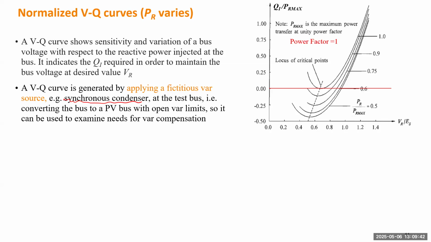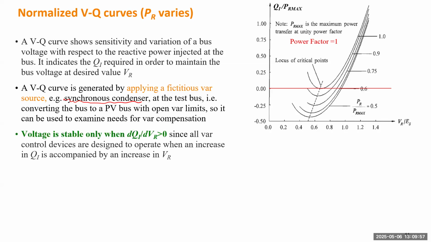Okay, so you apply this synchronous condenser with increased var values to the system, and you can draw the VQ curve for this loading condition. All right, so by observing the VQ curve, we know the critical point, which is this line, separates each VQ curve into two sections. The section on the right will have all the slopes positive. On the left-hand side, we'll have all the slopes negative.